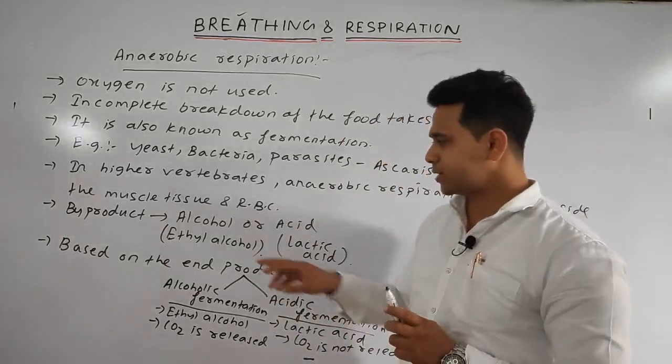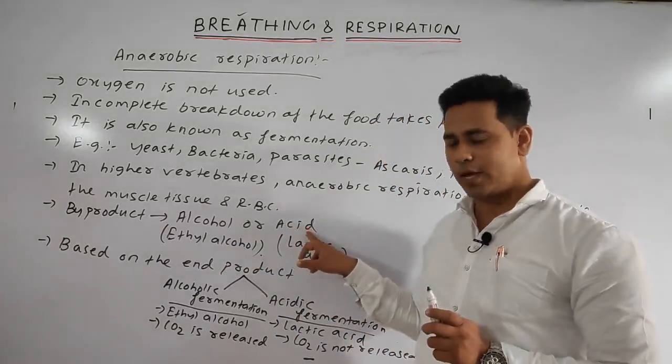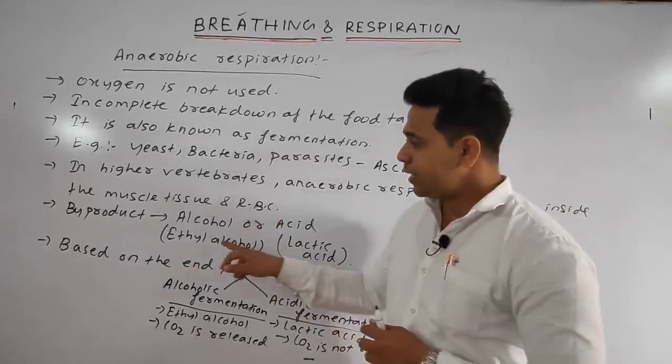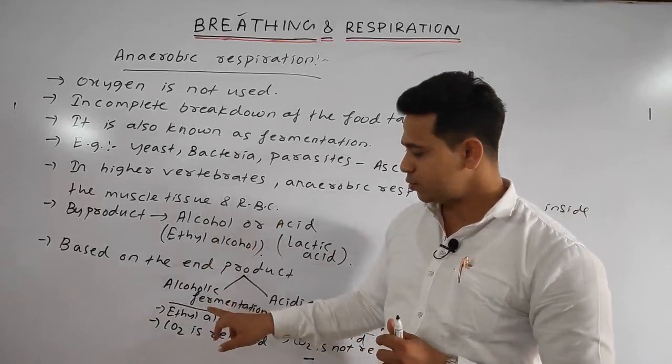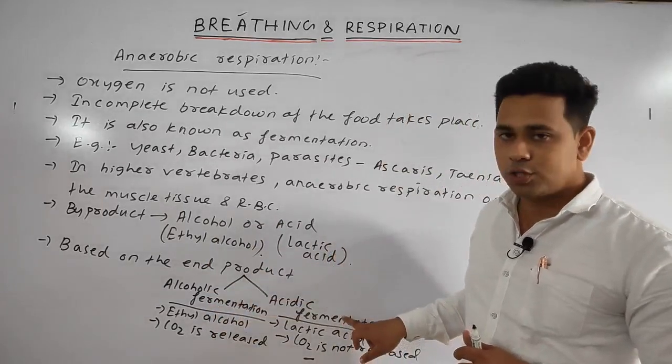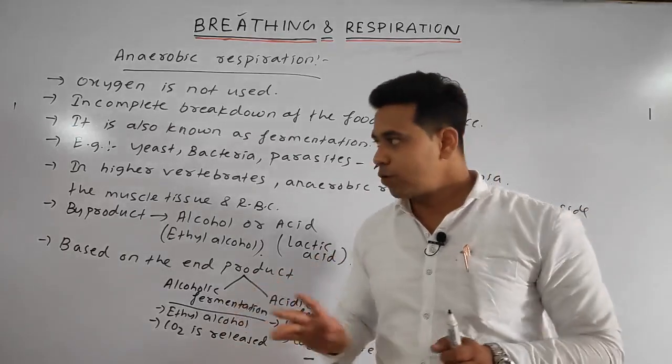Okay, byproducts can be alcohol or acid. Okay, ethyl alcohol or lactic acid. Based on the end product, if ethyl alcohol is produced, then it is known as alcoholic fermentation. If lactic acid is produced, then it is known as acidic fermentation. Okay, please note down.